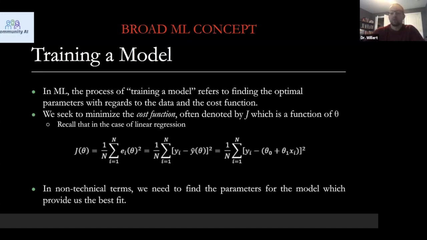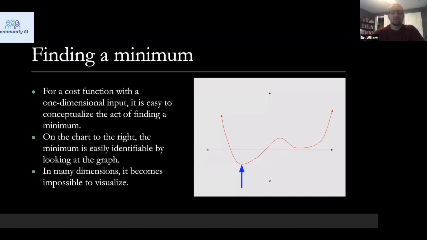And if we want to be really explicit, it's just the observed y value minus this linear term, theta0 plus theta1 times xi. So again, in non-technical terms, we need to find the parameters for the model which provide us the best fit. So essentially what we need to do is find a minimum of this cost function.